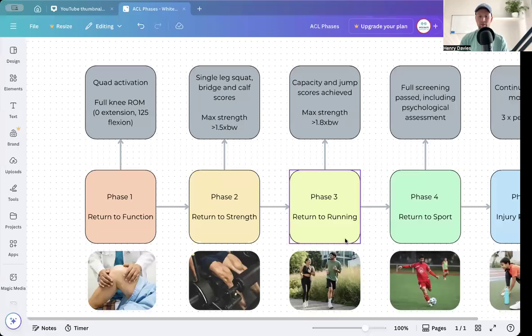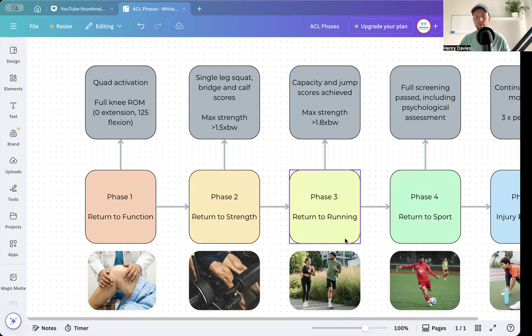Okay, in today's video, guys, we're going to be talking about the 5 key phases when it comes to ACL rehab, what you should be aiming to achieve in those phases so you can be really successful in your ACL rehab journey. So the reason there's 5 key phases is because you need to have distinct goals broken down by the phase in which you're in across the course of your rehab.